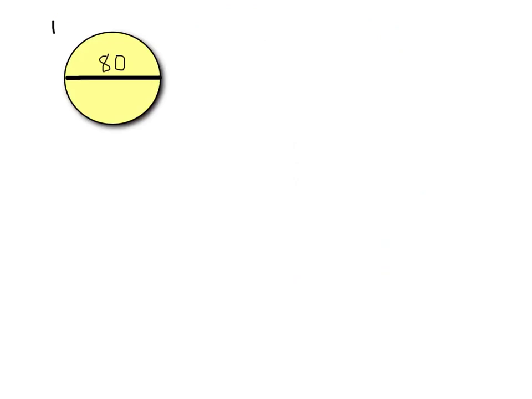Example 1 has a circle with a diameter of 80. Finding the radius is easy because the radius is half of the diameter, and half of 80 is 40. So our radius is 40 feet.